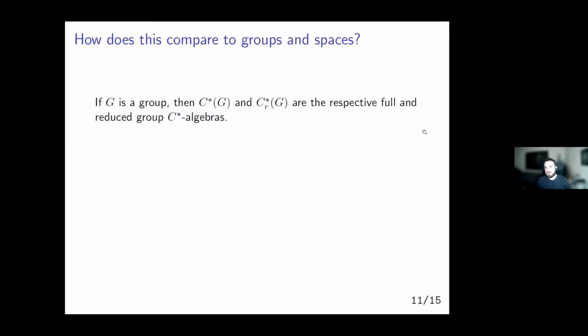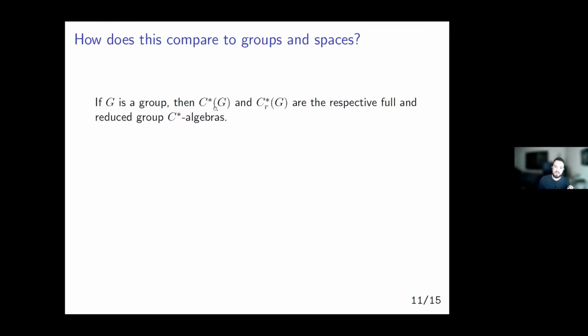So then I want to bring this back and say, how does this compare to groups and spaces? Do groupoid C-star algebras really generalize group C-star algebras and some spatial C-star algebras? Okay, well, if G is a group, then I only have one unit, and the entire groupoid is a fiber, or an isotropy bundle, a group over this one point. And so what I get are the respective full and reduced groupoid or group C-star algebras.